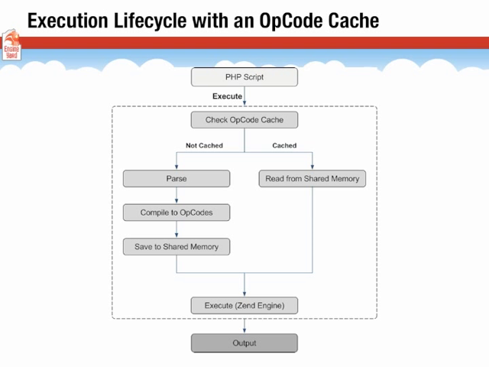Looking at the lifecycle now, when we execute, we check the opcode cache to see if the code has been cached already, and that we have the latest version. If it hasn't been cached, we parse it into tokens, compile it into opcodes, and then in the case of Zend OPcache, we perform multiple optimizations on those opcodes, and then finally store it in the cache in shared memory. If it has been cached, we simply retrieve the stored opcodes from shared memory, which is super fast, and in both cases, we then feed the opcodes to the Zend engine for execution and output. So you can now see where our performance increases are happening.